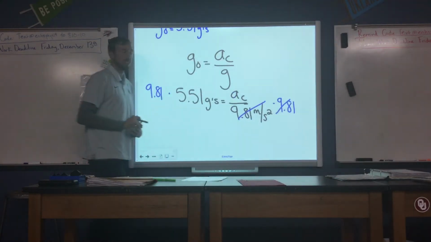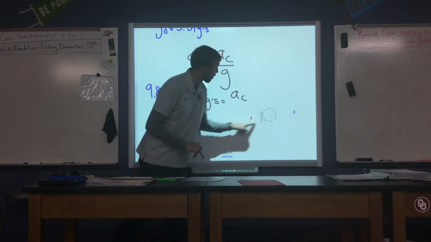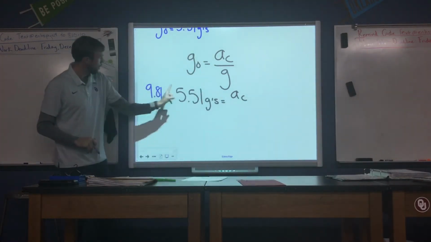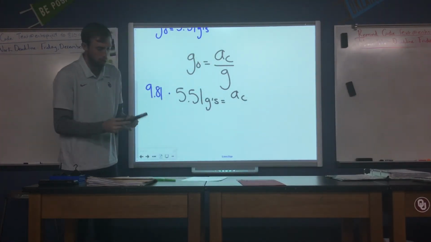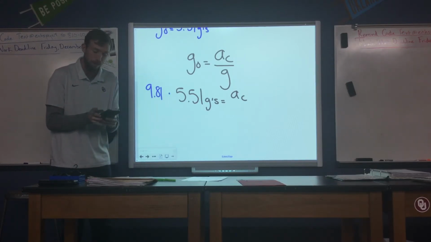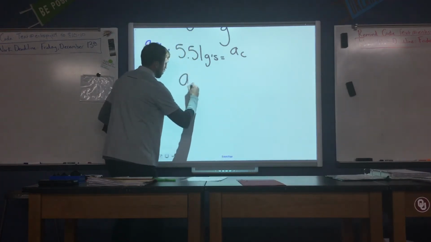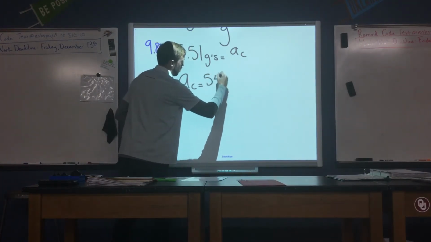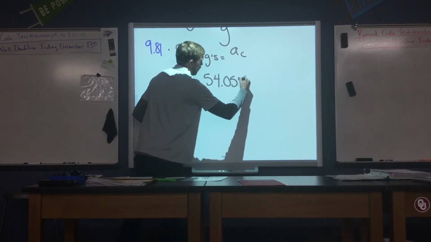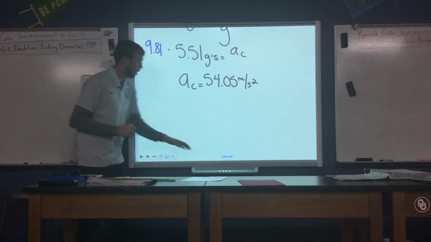So these values will cancel out, and I'll be left with an expression just for our centripetal acceleration: 9.81 meters per second squared multiplied by 5.51 Gs. That's going to give me about 54.05 meters per second squared. So now I have my centripetal acceleration, and I can use this along with my velocity to find the radius that we're looking for.